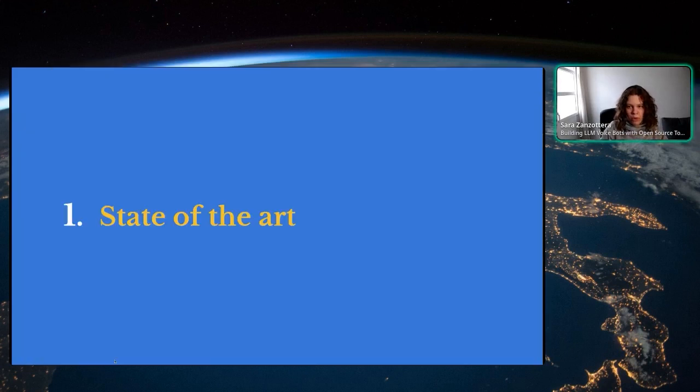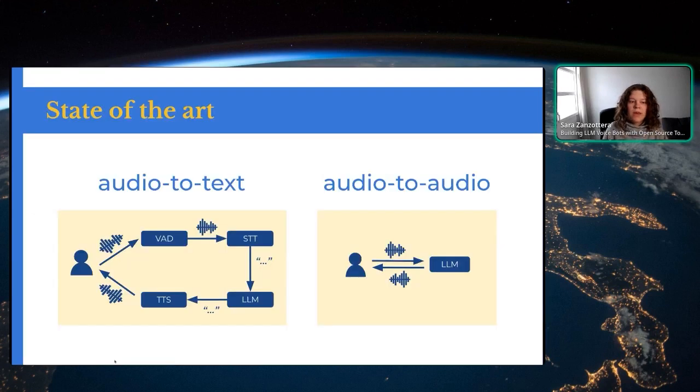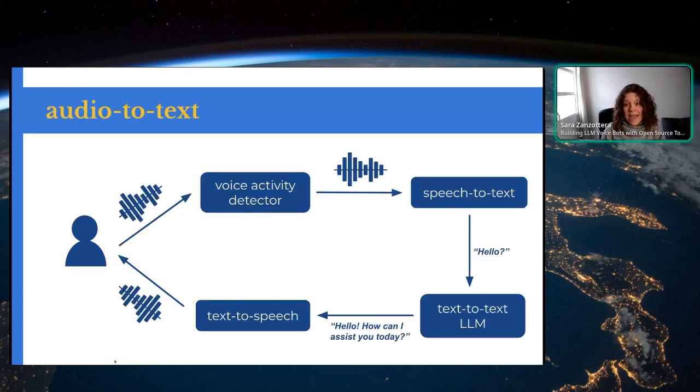So what's the state of the art, more or less? There are right now two main ways to develop voice bots. One is to have an audio to text pipeline, which is composed of many components. And then more recently, there is also a new option called audio to audio, which is much simpler, but at the same time more difficult to use in practice. So we will see both of these immediately. First of all, let's see the audio to text.